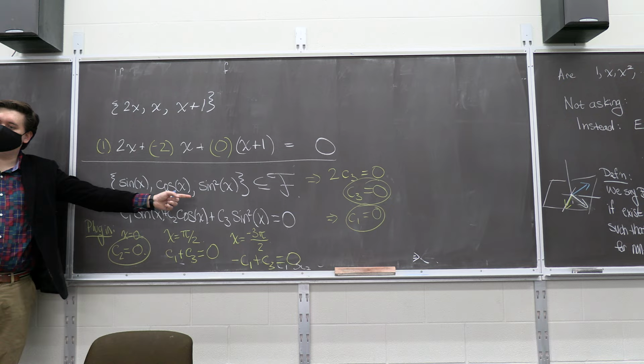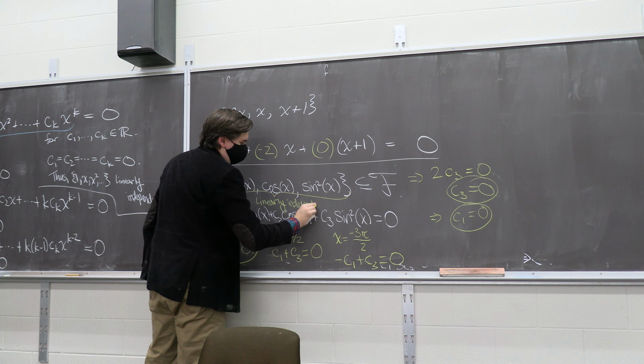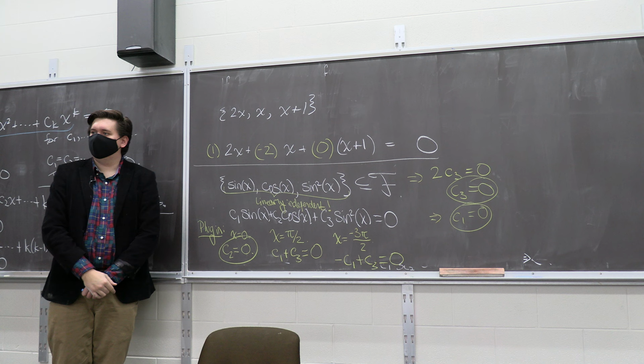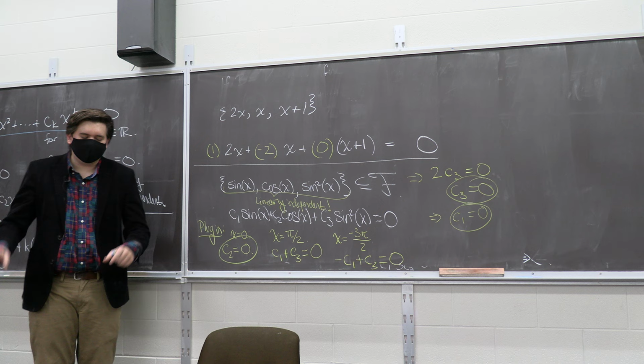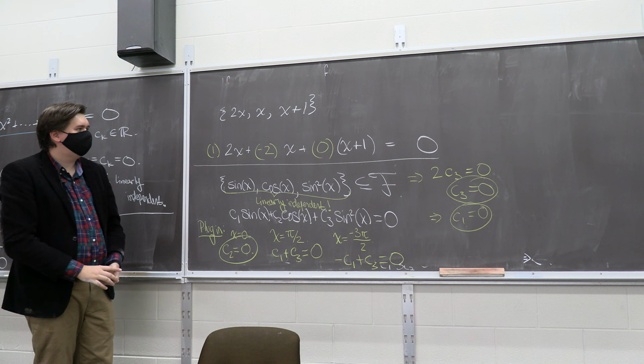Hence, indeed, this collection is linearly independent. Good? But be careful, because sometimes it might look like it's linearly independent, but maybe there's some trig function that relates them, right? In this case, there isn't, but maybe there are some trig identities you need to be on the lookout for. Okay.